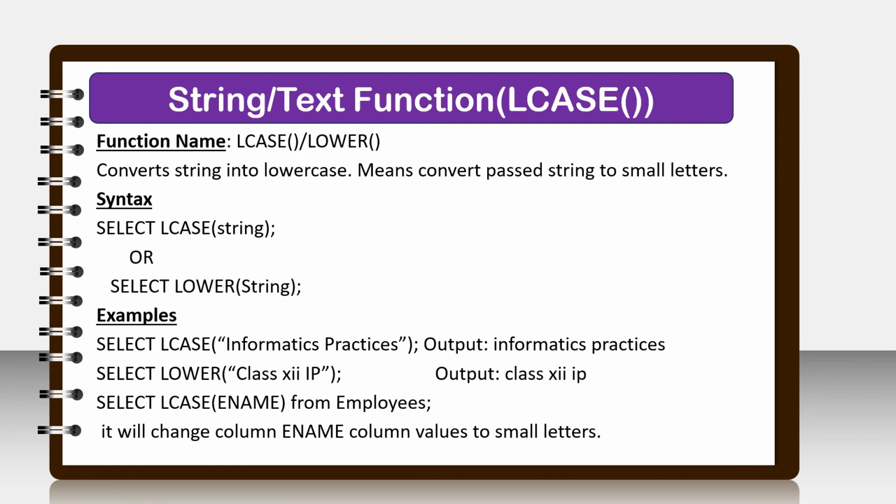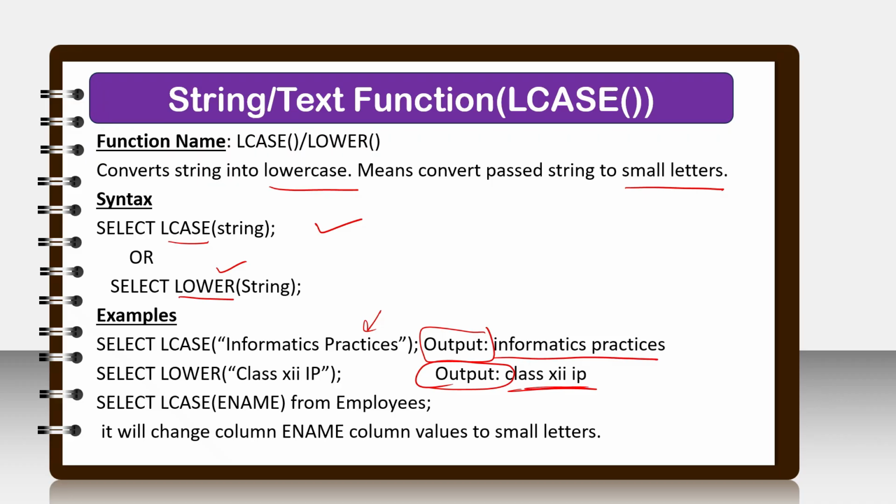Okay, next we have LCASE. Now this LCASE is similar to UCASE. There we convert the string into capital letters, and here we will convert it into lowercase, or you can say small letters. So the syntax is the same. Select LCASE string, and in place of LCASE we can also write lower, and then the same string we have passed, and it will give the output in small letters. So this is the output. Same way here also we have taken the output, and it will show the answer in small letters.